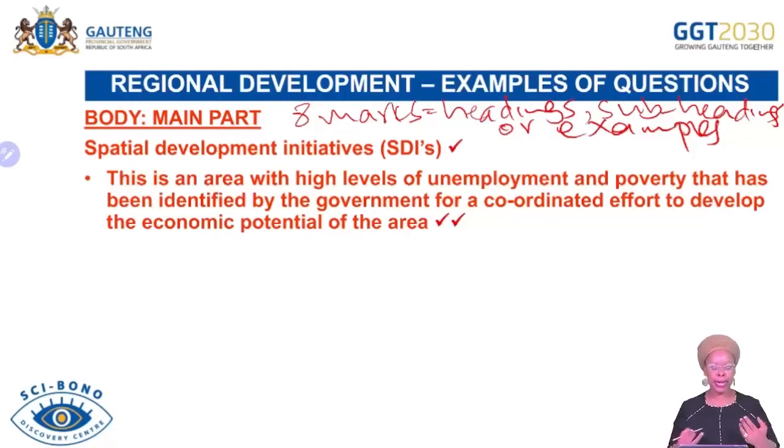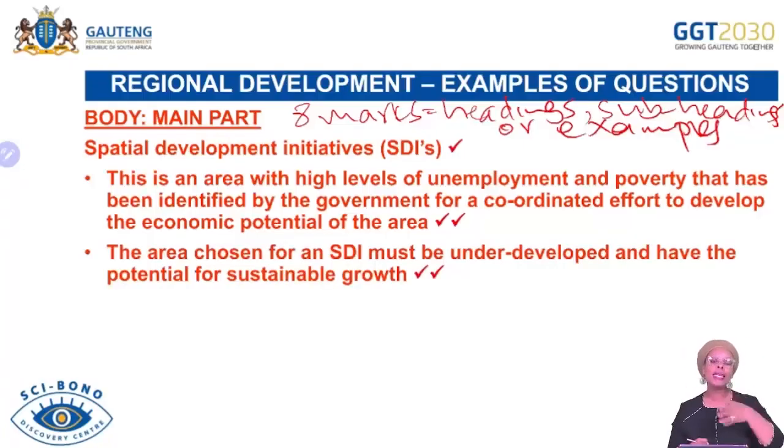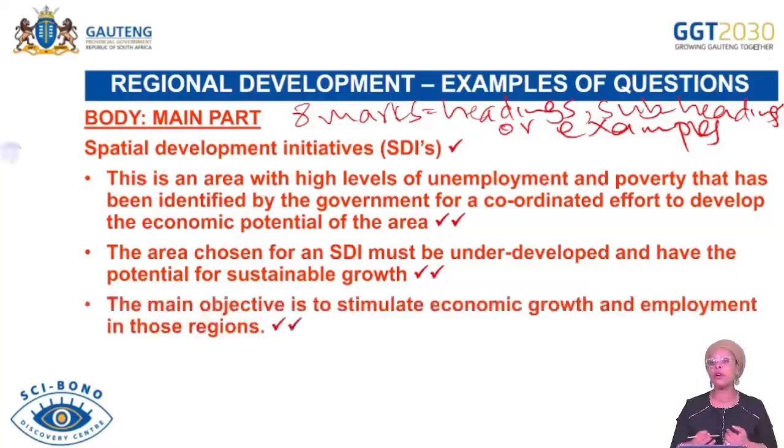You need to explain what an SDI is, how it works. So you can mention that this is an area with a high level of unemployment and poverty that has been identified by the government for a coordinated effort to develop the economic potential of the area. This full sentence qualifies for 2 marks. Don't write an economics essay using paragraphs. Use points. The area chosen for an SDI must be underdeveloped and have the potential for sustainable growth. 2 marks for that. The main objective is to stimulate economic growth and employment in those regions. You'll get your 2 marks.